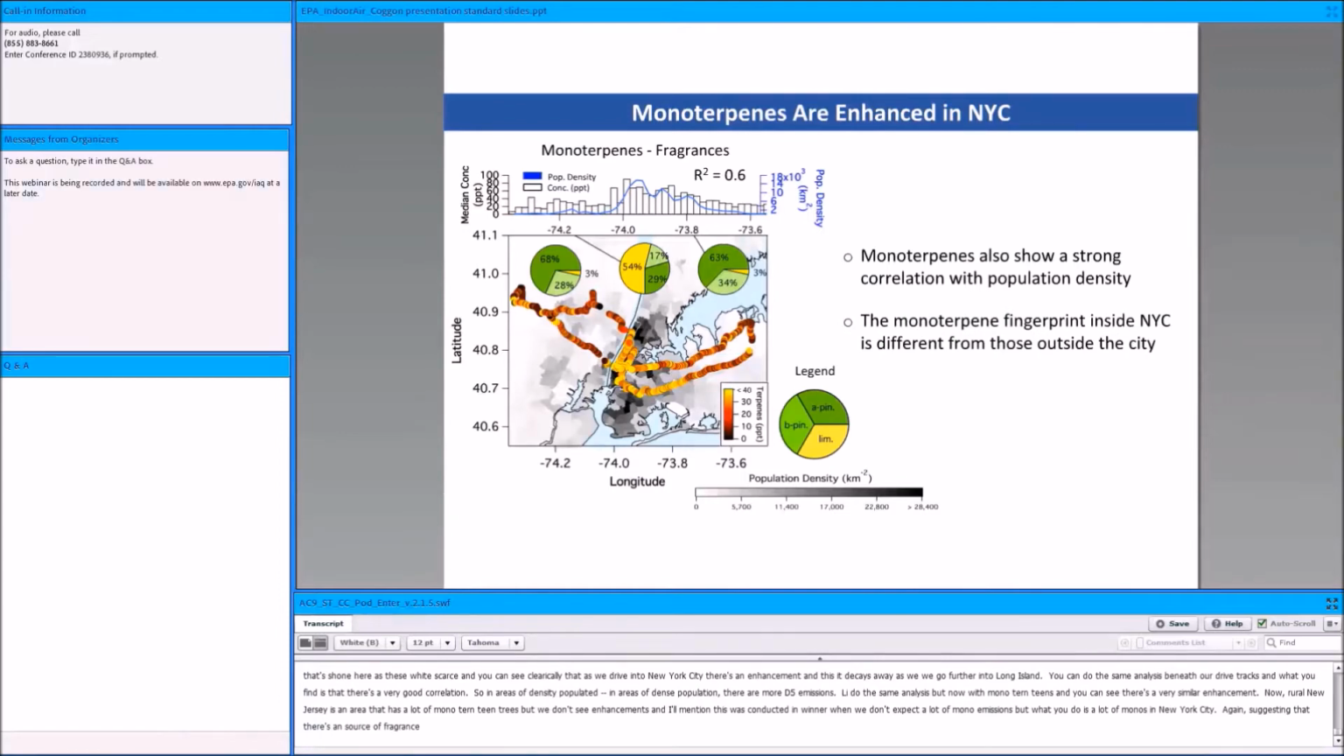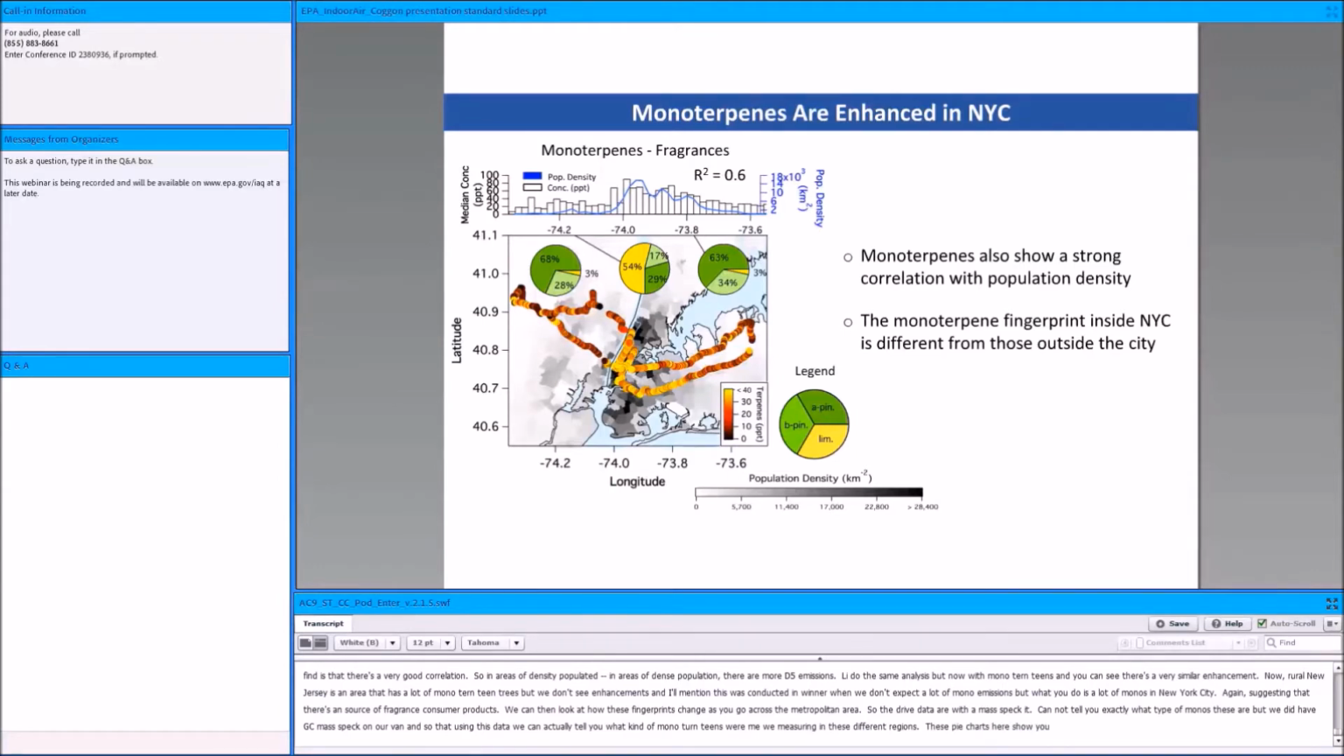We can then look at how the fingerprint of monoterpenes changes as you go across the metropolitan area. So the drive data are with a proton transfer mass spec. It cannot tell you exactly what type of monoterpenes these are, but we did have a GC mass spec on our van, and so using this data, we can actually tell you what kind of monoterpenes we were measuring in these different regions. These pie charts here show you the distribution of monoterpenes in different areas.